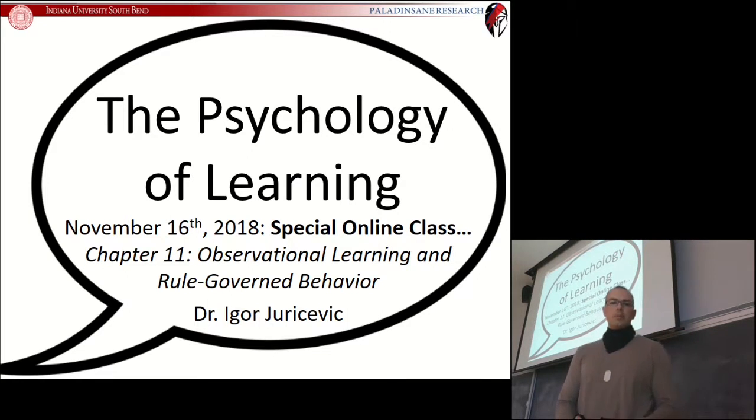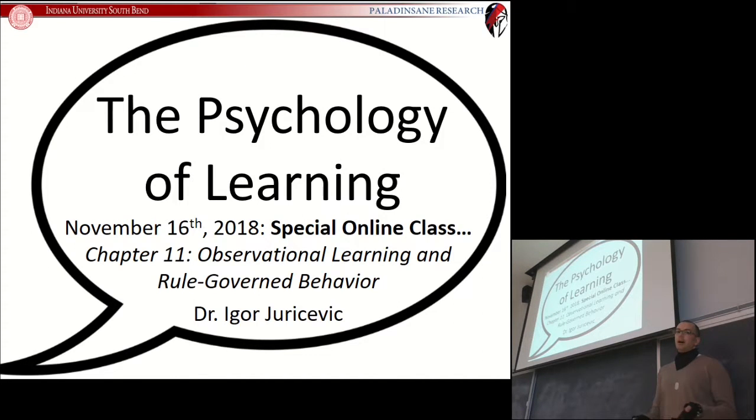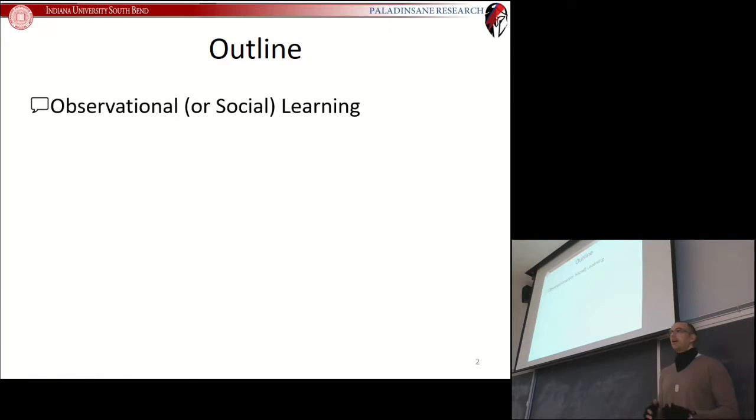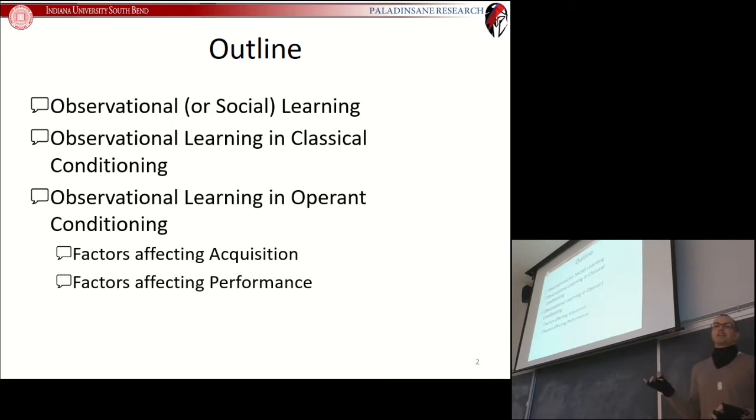All right, so what we're going to be doing today is we're going to start a new idea, which is observational learning and rule-governed behavior. So today we're going to focus on observational learning or social learning, the learning that occurs just by observing other individuals. We'll talk about observational learning in classical conditioning and how it affects classical conditioning. We'll talk about observational learning in operant conditioning, specifically factors that affect the acquisition of the knowledge that you are learning, and then also factors that affect the performance of the behavior that you're learning.